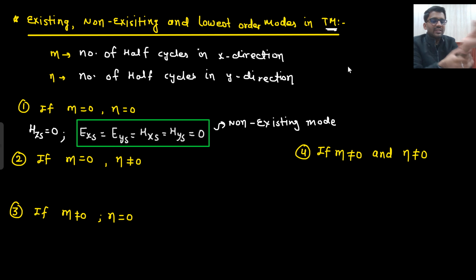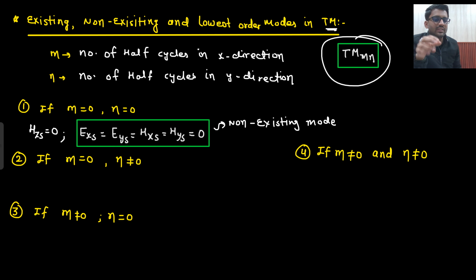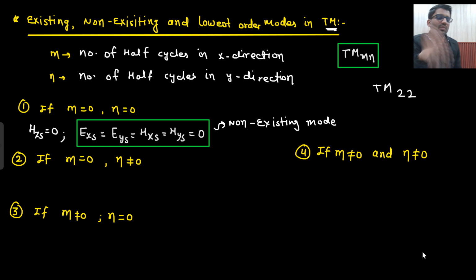And how do you represent a mode? You represent a mode like this: TMMN. First you write down the value of M, then you write down the value of N. And M is associated with X and N is associated with Y. So this is how you write down a mode: TMMN. So if this is written, then what do you understand? That the mode is transverse magnetic and the value of M is M and the value of N is N. If I write down TM22, that means the mode is transverse magnetic, the value of M is 2 and the value of N is 2.